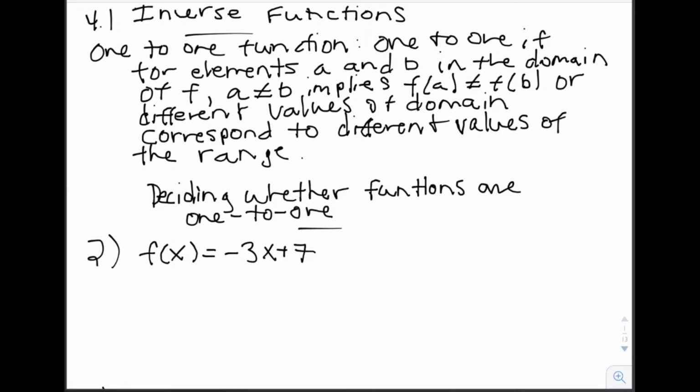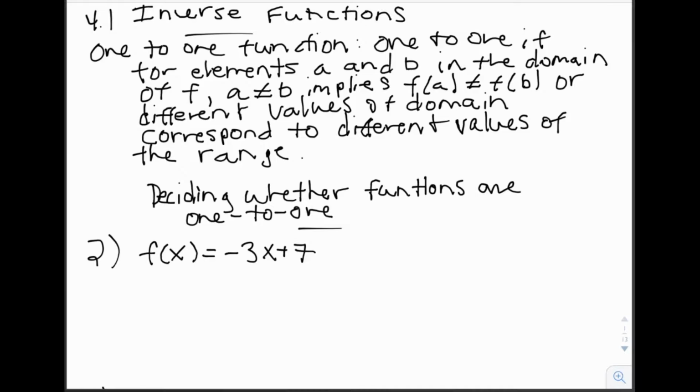Today we will be looking at 4.1, which is dealing with inverse functions. So to start, one-to-one function, what is it? Well, it's one-to-one if for elements a and b in the domain of f, a is not equal to b implies f of a is not equal to f of b, or different values of the domain correspond to different values of the range. So let's take a look at these to determine if they are going to be one-to-one.